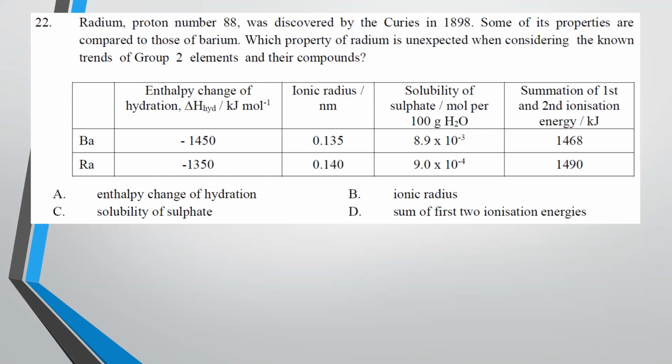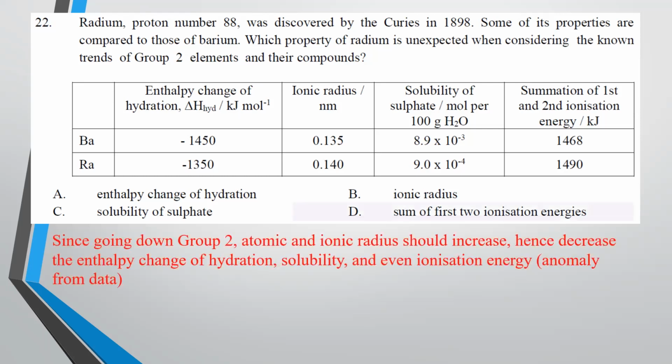Okay, and finally, the summation of first and second ionization energies. But if you look carefully, radium has a surprisingly higher first and second ionization energy, which is an anomaly here, because usually for radium, when you are in a lower position of the periodic table, you are less endothermic than expected. So in here, this is where the anomaly happens, and therefore your answer is D. Okay, so that is for question number 22.